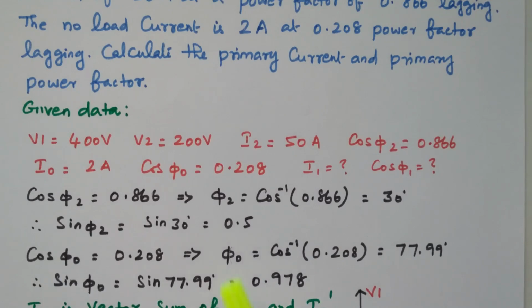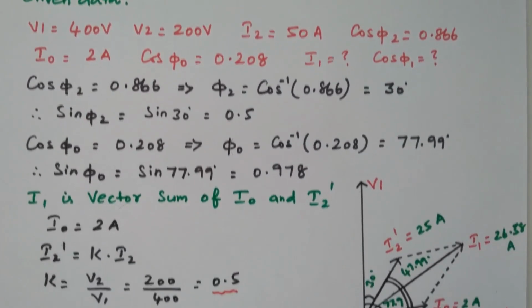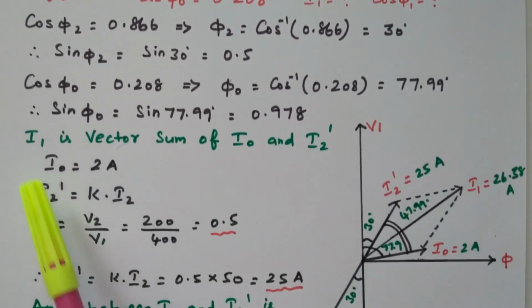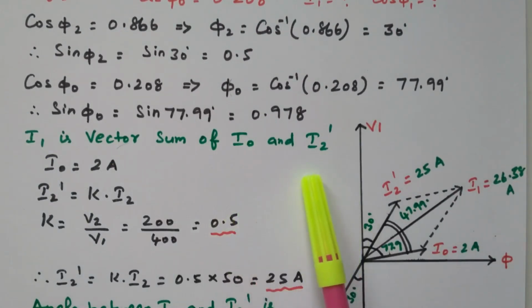So now we calculated phi 2 value, that is 30 degree, phi naught value 77.99 degree, and also sin phi naught value 0.978. By using this we can draw the vector diagram. So we need to find the I1 value. I1 is nothing but vector sum of I naught and I2 dash.